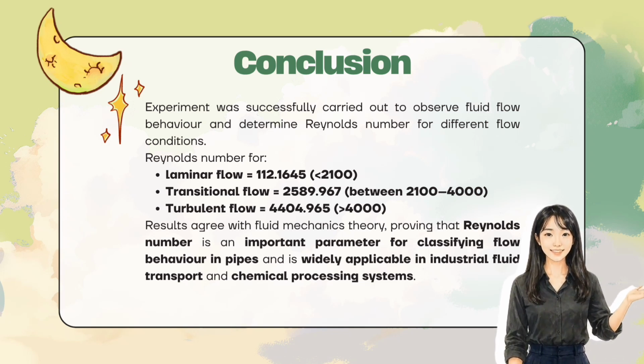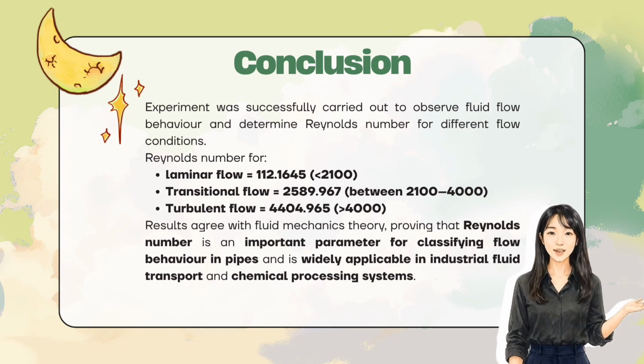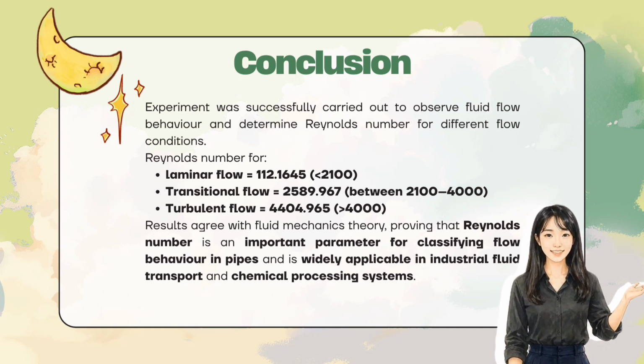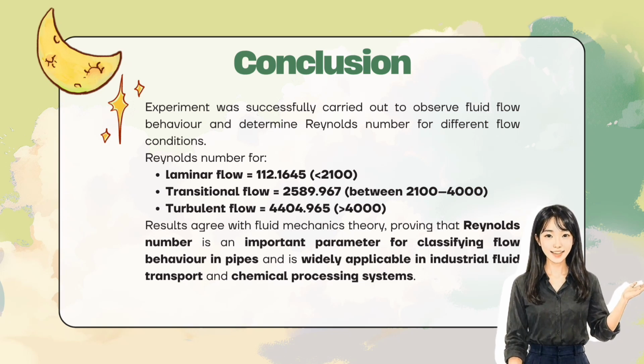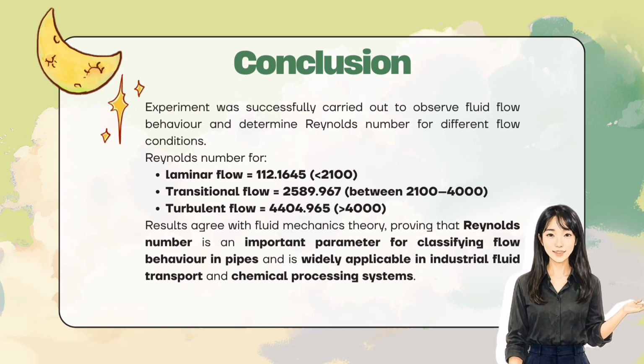The turbulent flow had a Reynolds number of 4404.965, exceeding 4000, indicating chaotic fluid motion with significant mixing. Overall, the experiment results agree with fluid mechanics theories, proving that the Reynolds number is an important parameter for classifying flow behavior in pipes, and it is widely applicable in industrial fluid transport and chemical processing systems.